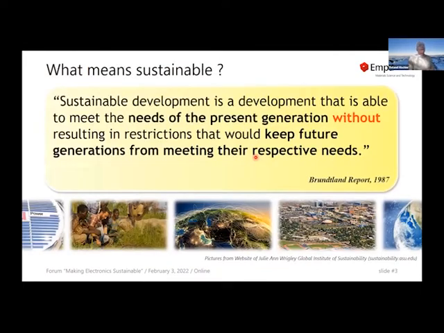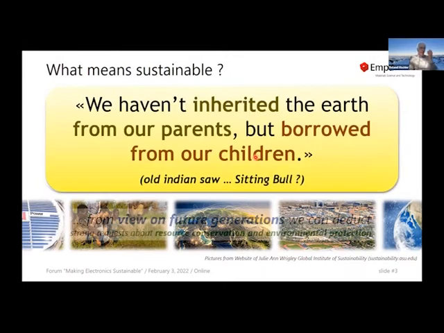Sustainable, here the classical definition of sustainable development, as it was defined in 1987 in the Brundtland report. In other words, we haven't inherited the earth from our parents, but we borrowed it from our children. So this view towards future generations is one of the central points of the whole sustainability discussion. And this puts such strong requests on resource conservation and environmental protection as an issue.